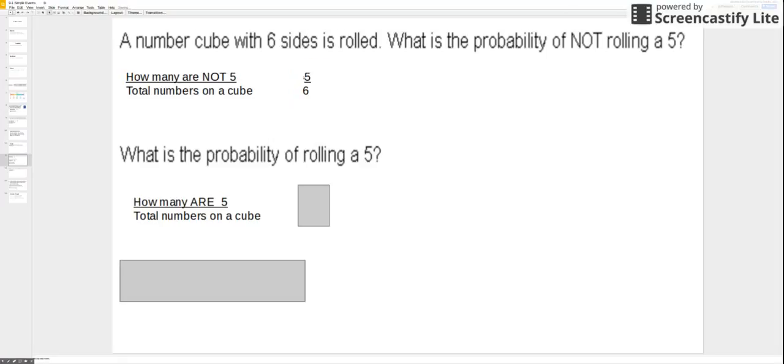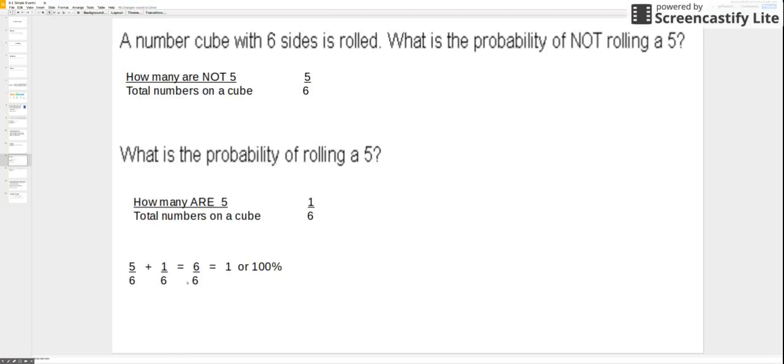So it would be 5 out of 6, because there are 6 numbers on the cube. What is the probability of rolling a 5? Well, how many sides on a die are 5? 1 out of the total 6. So here is the complement, the not 5, and here is the probability of rolling a 5. Guess what? 5/6 plus 1/6 gets you 6/6, which is equal to 1 whole or 100%. So that's what we're talking about: an event and its complement.